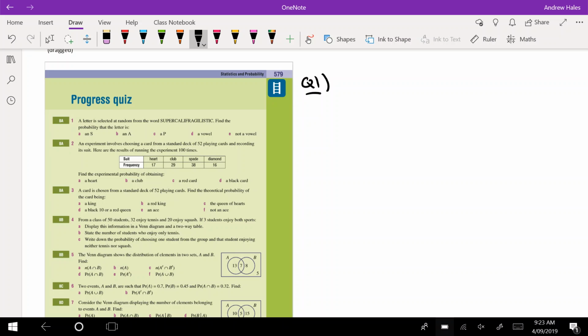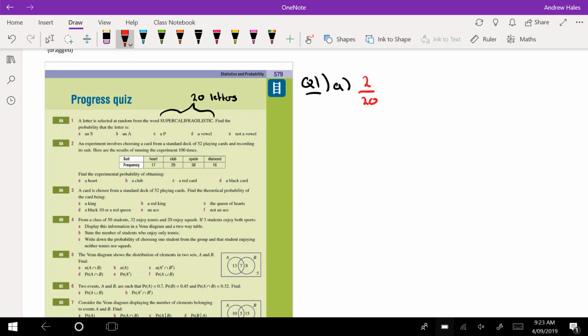Well, counting these up, there are 20 letters. So whatever you're going to be is going to be out of 20. It's the number of favourable outcomes over the total number of outcomes it could be. That's probability. So if it's an S, we can see that there are two S's in our supercalifragilistic. So for question 1A, our answer is going to be 2 out of 20.